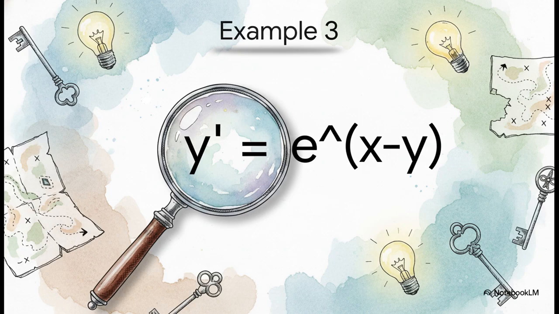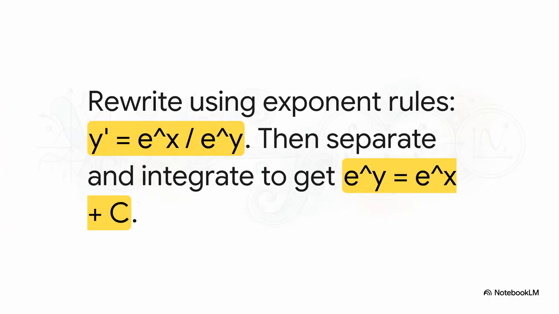This one has a little trick to it. When you first look at e to the x minus y, you might think, hey, that's not separable, but a simple exponent rule is all you need to crack it. Here's the key. Remember that e to the power of x minus y is the exact same thing as e to the x divided by e to the y. The moment you see that, the path forward is obvious.